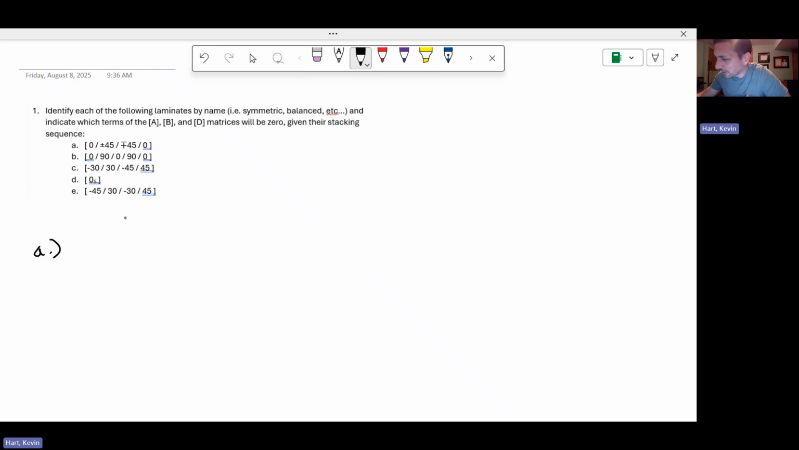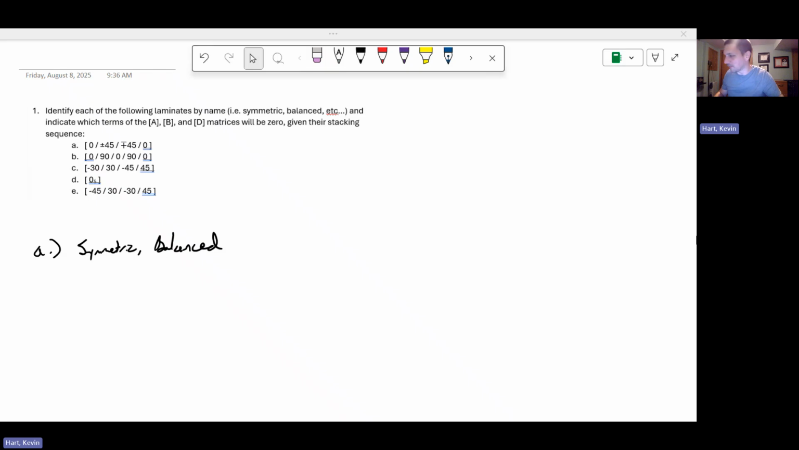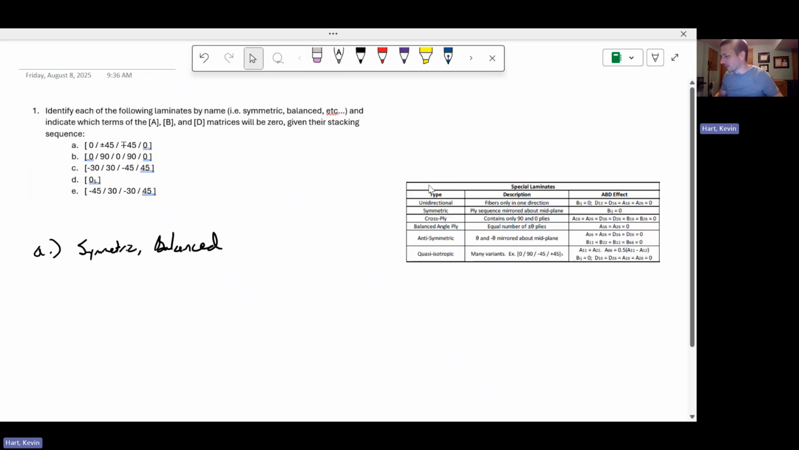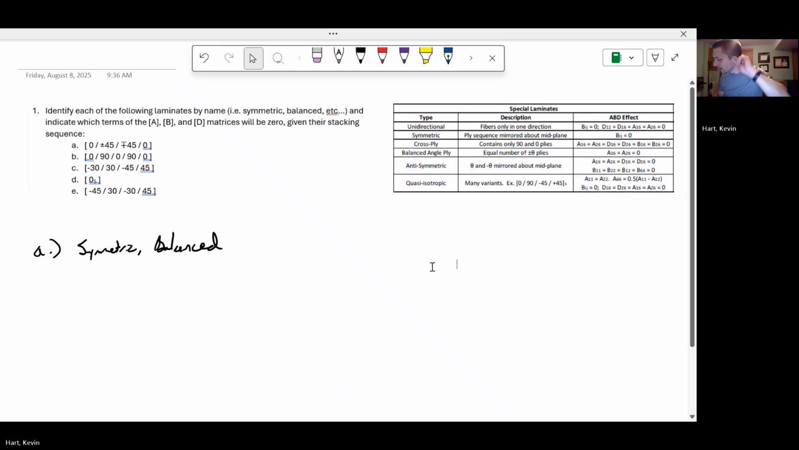All right, so first, A. We see 0, plus minus 45s. This guy is symmetric, meaning it's symmetric about the midplane. And this is also what's called balanced. If you go to your notes or the equation sheet for the class, there's a bit of a cheat sheet that shows special laminates, gives a description, and tells you what entries of the A, B, and D matrices are going to be zero or affected. So this is directly from the equation sheet right here, and let's take a look at these.